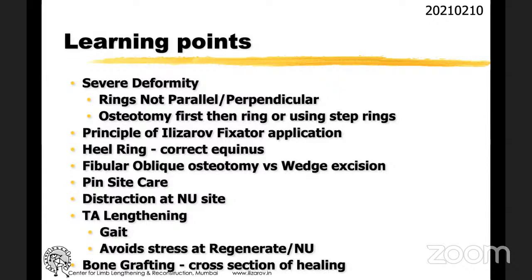So if a fragment is small, then we can increase spanning of the fixator using oblique Sham screw or drop wires. Heel ring to correct equinus. Fibular oblique osteotomy versus wedge excision. If we are going to do oblique osteotomy, then acute correction of this much severe deformity is not possible. So wedge excision is the option.